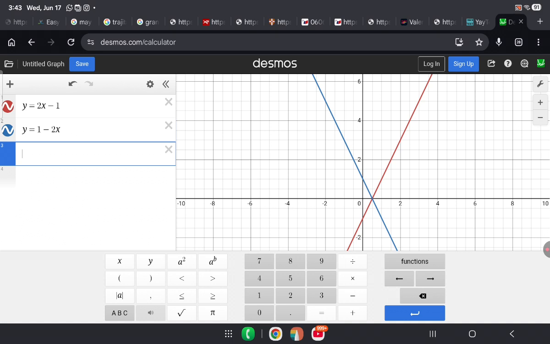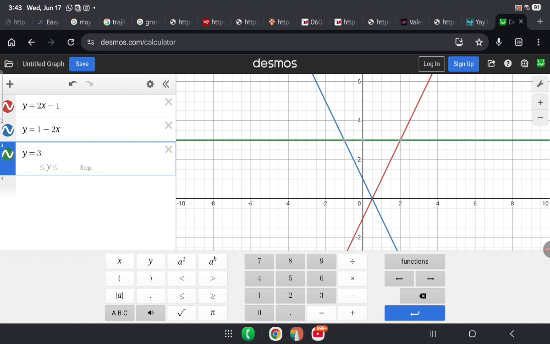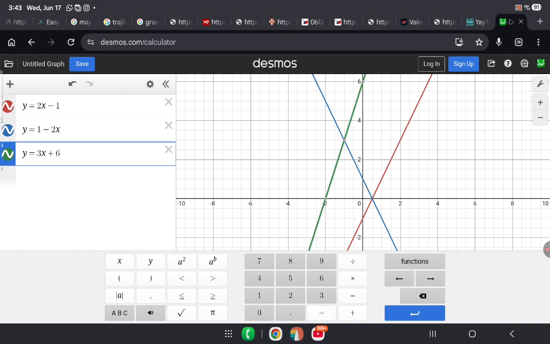And y equals 3x plus 6, and y equals minus 3x minus 6. Sorry, minus 3x minus 6.